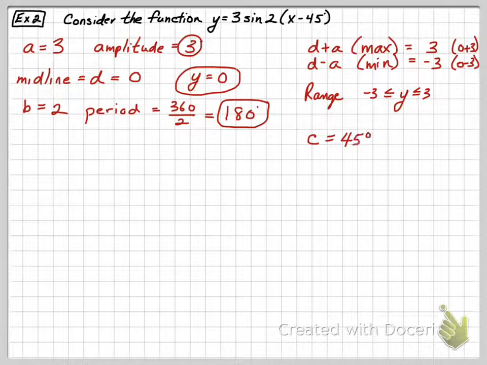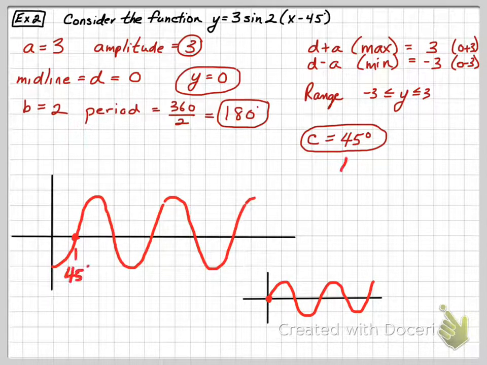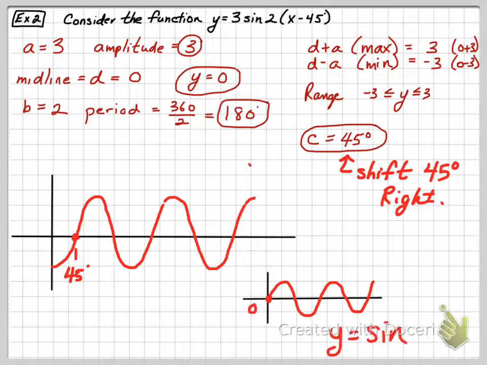Our c value is 45 degrees. Now, if we looked at a graph of what's happening, you're going to notice that 45 degrees shifts sine to the right. So we're going to have a 45 degree shift of our graph to the right, compared to just the regular y equals the sine of x. So when it's x minus 45 degrees, that's a 45 degree shift to the right. When the 2 is in front, that means b is 2. Our period is going to be 360 divided by 2, and our amplitude is going to be 3.